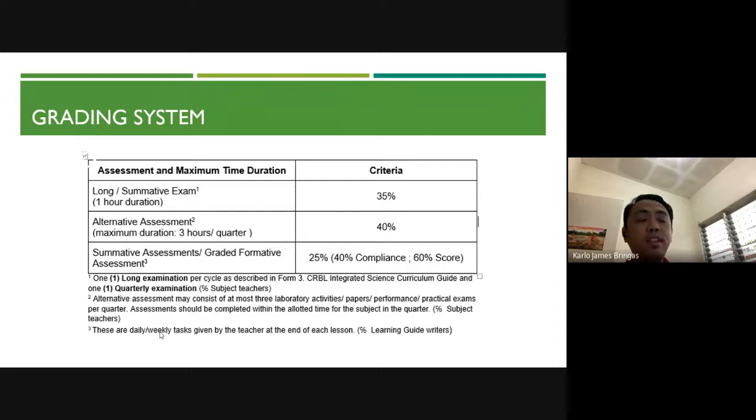Okay, at this point, let me also ask you guys, do we have any questions ba regarding how our grades will be computed? Okay, thank you to our classmates.